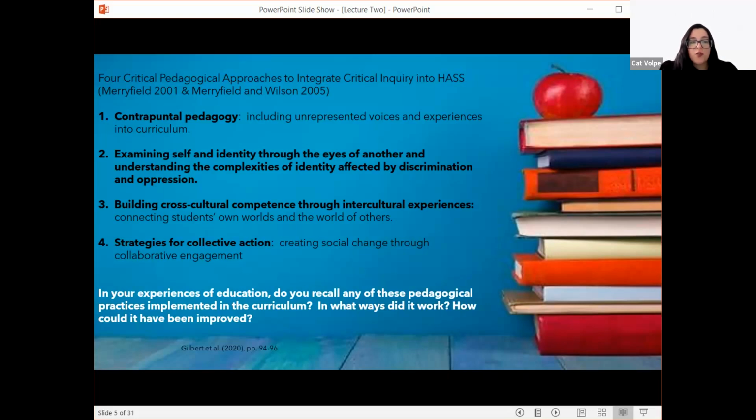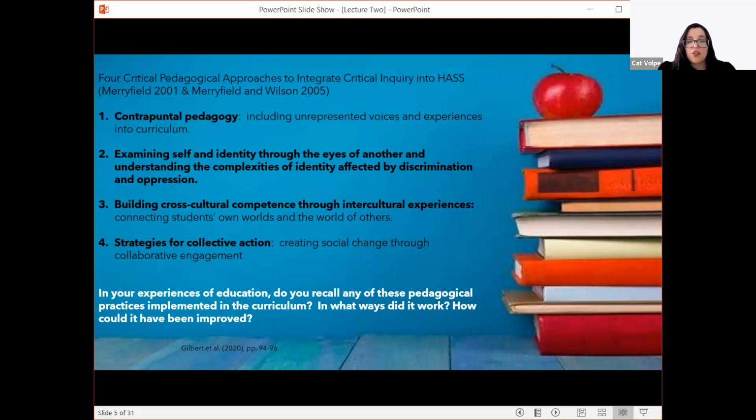So 4 different ways that we can integrate critical inquiry into HASS is through contrapuntal pedagogy. So this is where we are including unrepresented voices and experiences into the curriculum and having students be exposed to different ways of thinking about the world and different perspectives. Examining self and identity through the eyes of another and understanding the complexities of identity affected by discrimination and oppression.